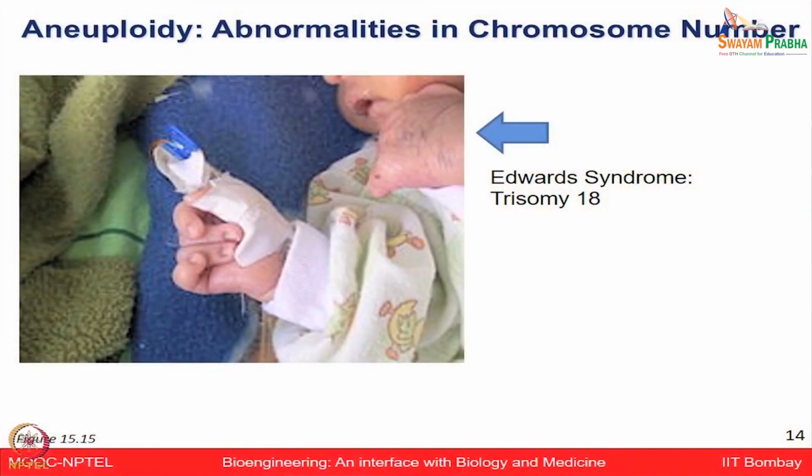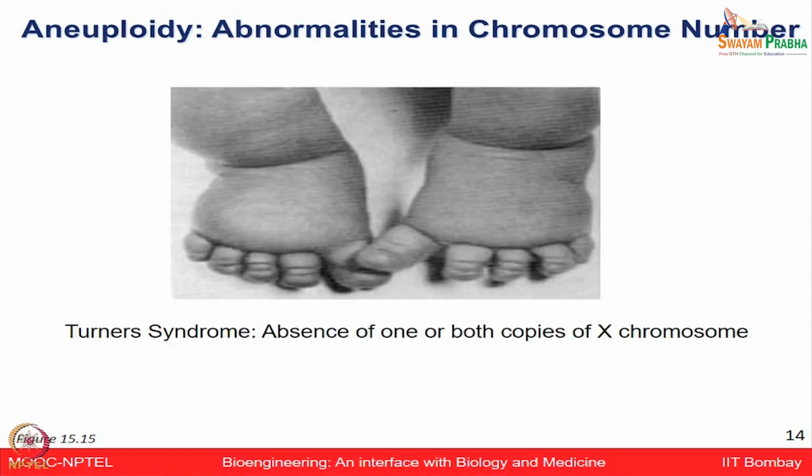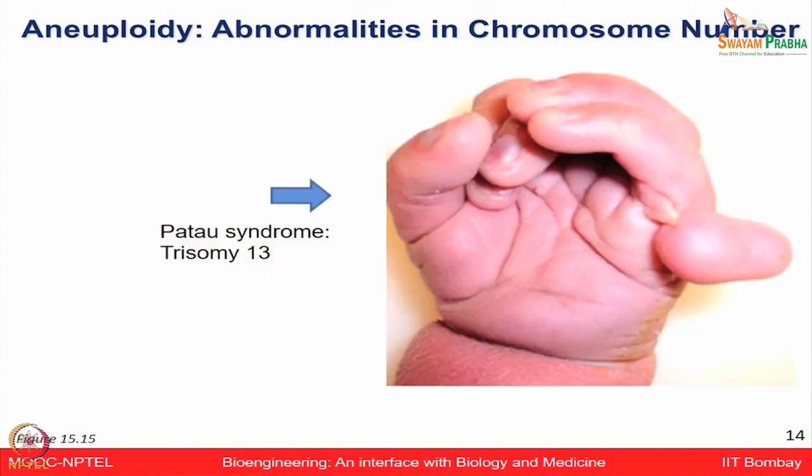Another syndrome which is very similar is trisomy of chromosome 18, that is known as Edwards syndrome. You can see this particular phenotype here, Turner syndrome, which is based on absence of certain genes from the X chromosomes. And now here you can see a phenotype for Patau syndrome, which is a trisomy of chromosome 13. So 3 copies of chromosome 13 are present in this case.